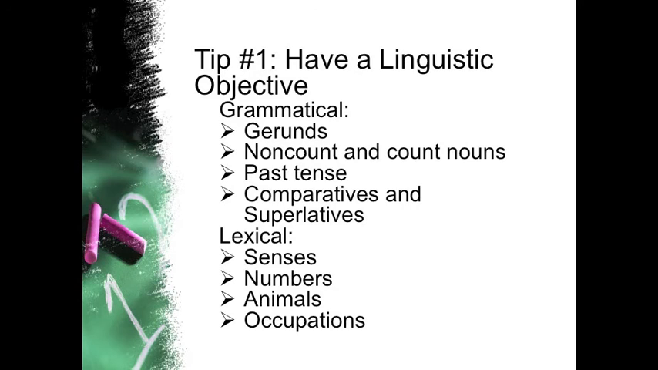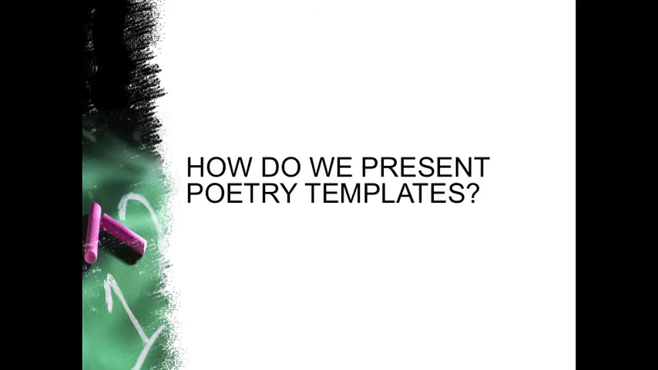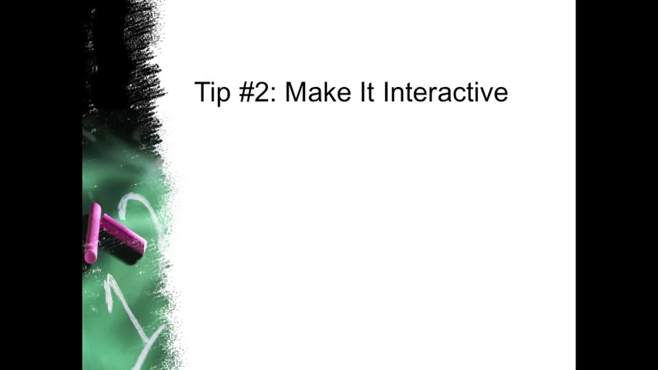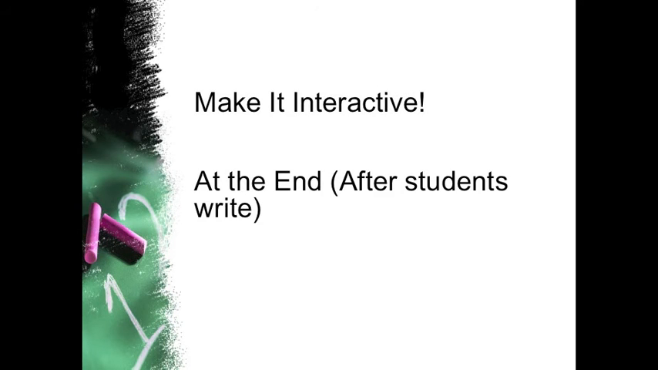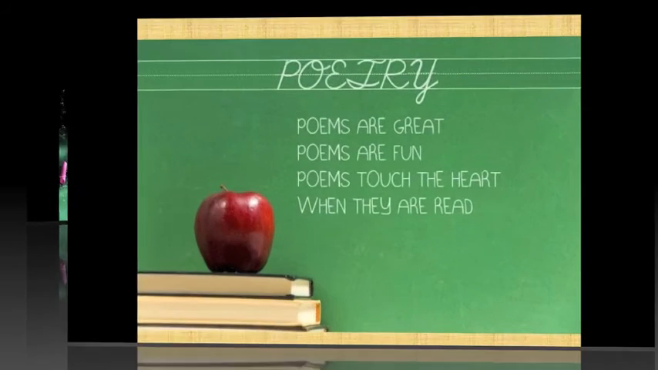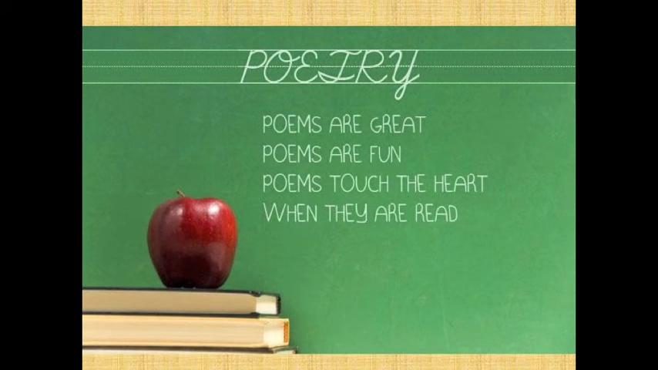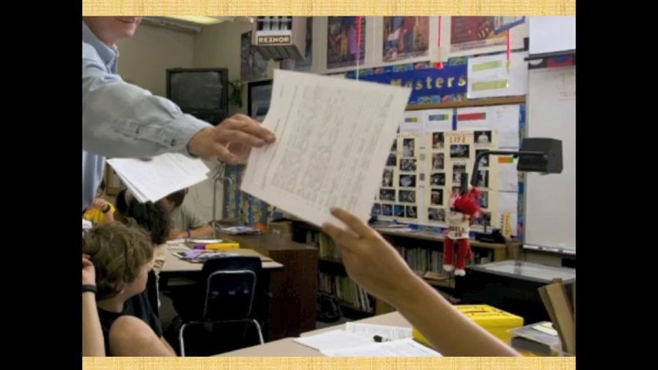Finally, you might be wondering how to present some of these poetry templates. Let me give you the most important tip. Make sure that you make these poetry activities interactive at the beginning, the middle, and the end. At the beginning, before students write, you can give the template and an example on the board, and then have everyone repeat or recite together from the board. You can also give an example to each student and have students alternate reading lines with you.